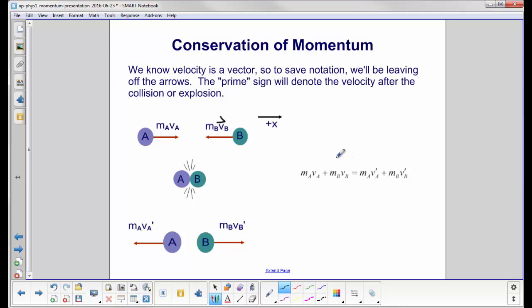So our equation, in this case, for an inelastic collision, or actually any collision, sorry, will be right here. And this is the equation we're going to modify for the specific types of collisions. So you have the initial condition here, m_A v_A plus m_B v_B, and we have the same thing on the right side with the addition of this little prime sign, which tells you that that's the velocity after the collision or explosion.